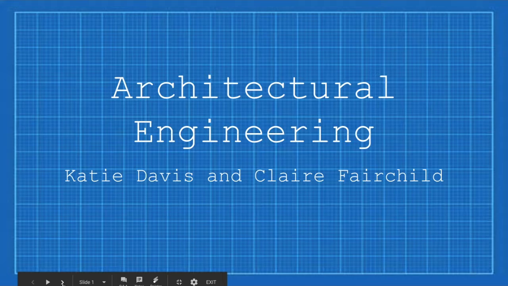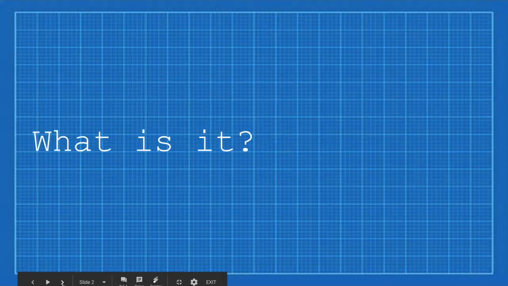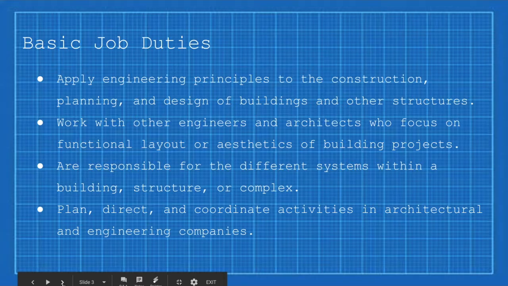And today we're going to be talking to you about architectural engineering. What is architectural engineering? Some of the basic job duties are to apply engineering principles to the construction, planning, and design of buildings and other structures. They also work with other engineers and architects who focus on functional layout or aesthetics of building projects. They are responsible for the different systems within a building, structure, or complex, and they plan, direct, and coordinate activities in architectural and engineering companies.